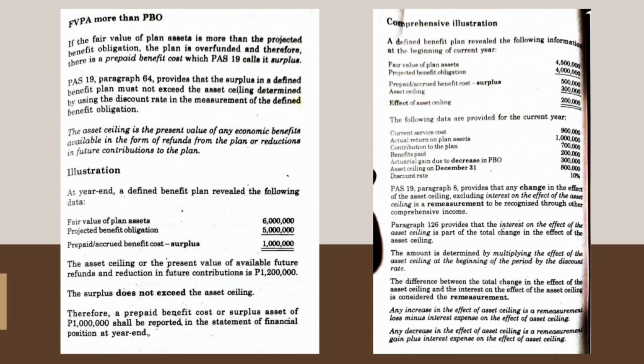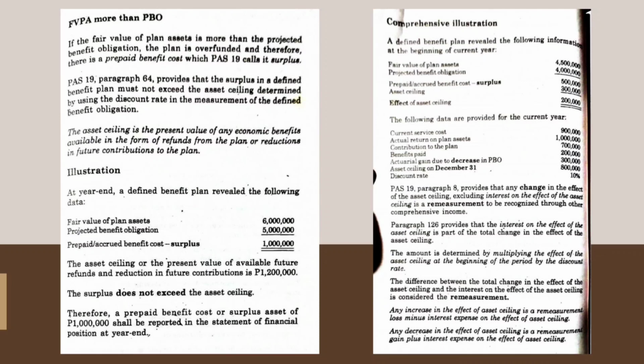The prepaid accrued benefit cost, or the surplus, since FVPA is more than the PBO, so it is surplus, and it is based on past 19 surplus, which is 1 million. So the asset ceiling, or the present value of available future refund and reduction in future contribution, is 1,200,000. So the surplus does not exceed the asset ceiling. Therefore, a prepaid benefit cost or surplus asset of 1 million shall be reported in the statement of financial position at the year end.